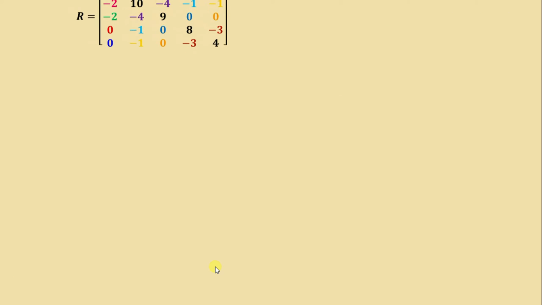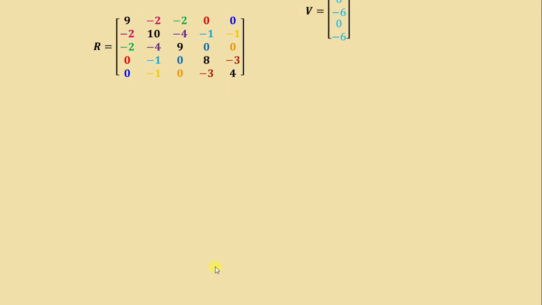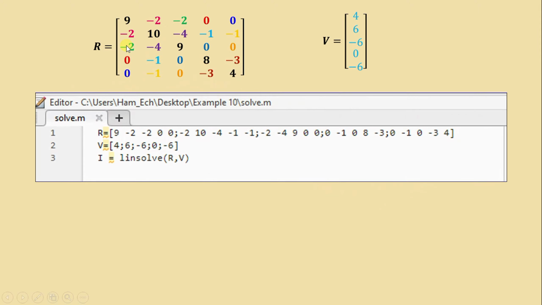After we apply the mesh analysis by inspection, we obtain our resistance matrix R and our input voltage vector V. Since this problem is quite difficult to solve by hand, I created a MATLAB program that makes it easier, which is given in this picture. Let's go through this program. R is our resistance matrix, V is our input voltage, and I is our mesh current vector.